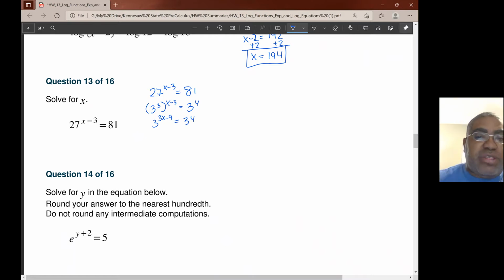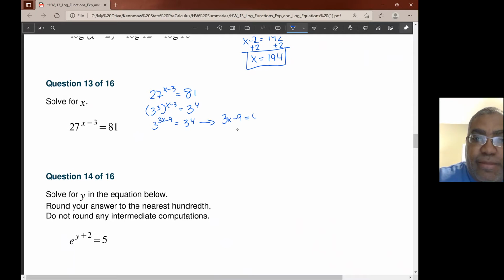All right, if the bases are the same and they're equal to each other, then that means the exponents are equal to each other. So you can disregard them. 3x minus 9 is equal to 4. Plus 9. 3x is equal to 13. Divide by 3. And x is equal to 13 over 3, which it is.